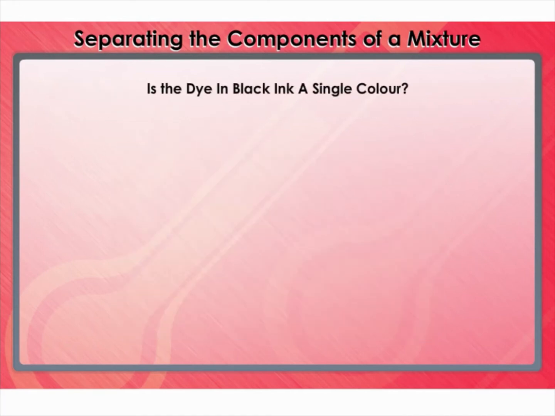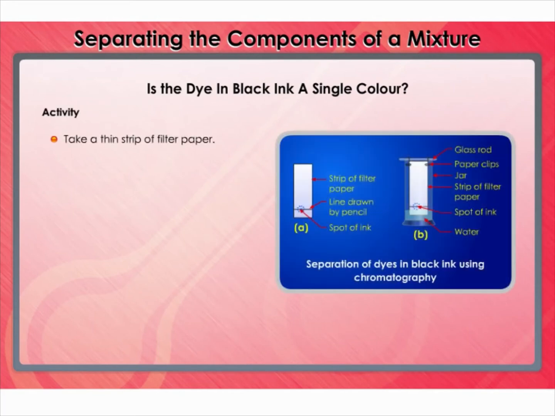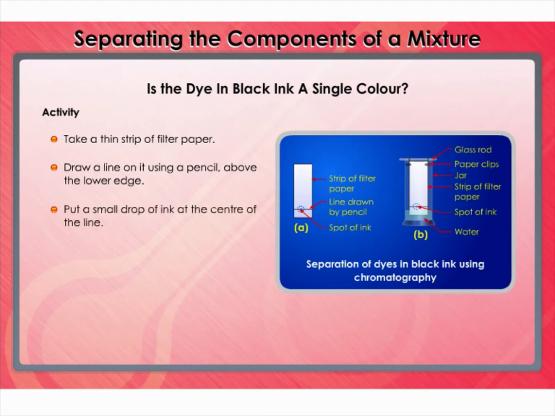Let us understand, with the help of an activity, whether the dye in black ink is a single color. Take a thin strip of filter paper. Draw a line on it using a pencil, approximately 3 cm above the lower edge. Put a small drop of ink at the center of the line.